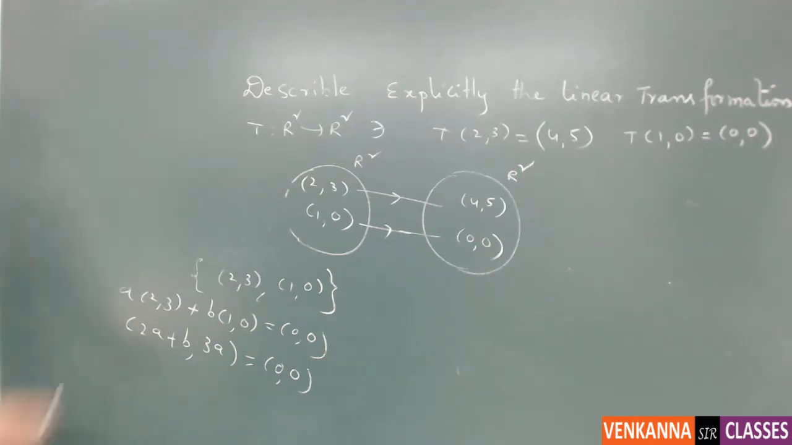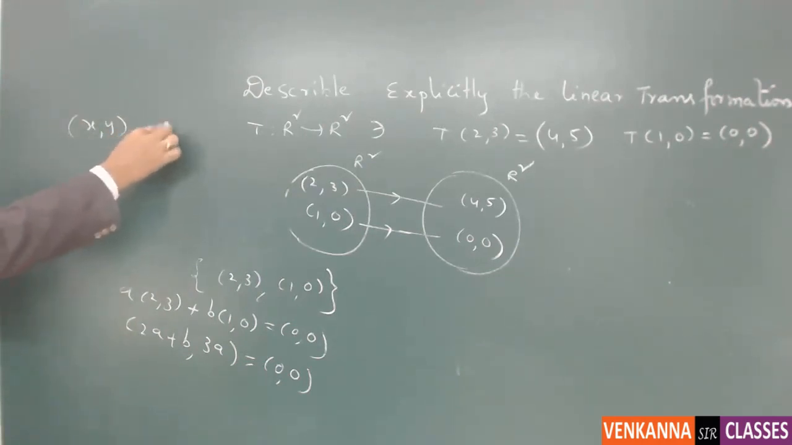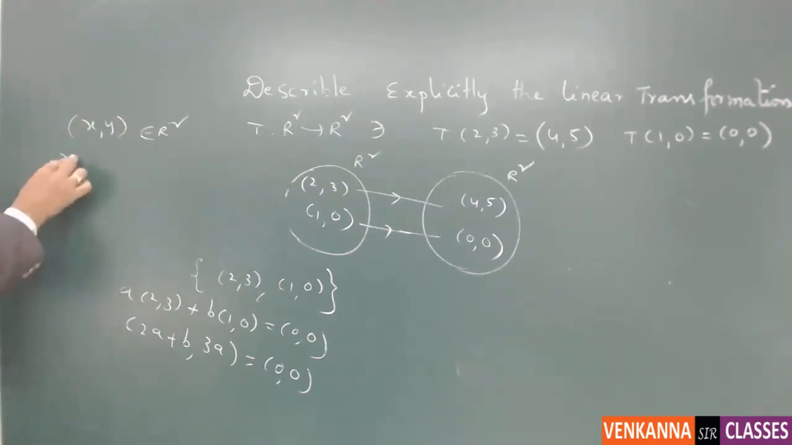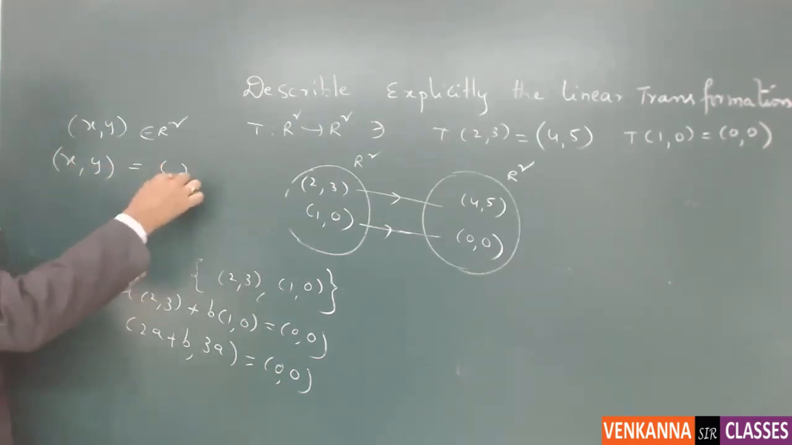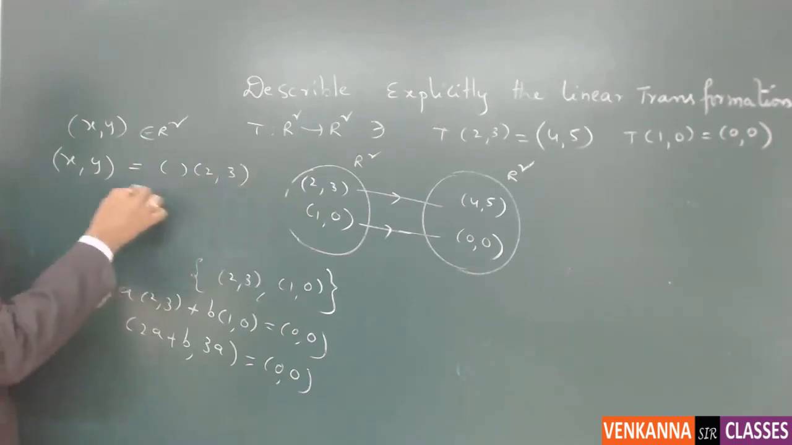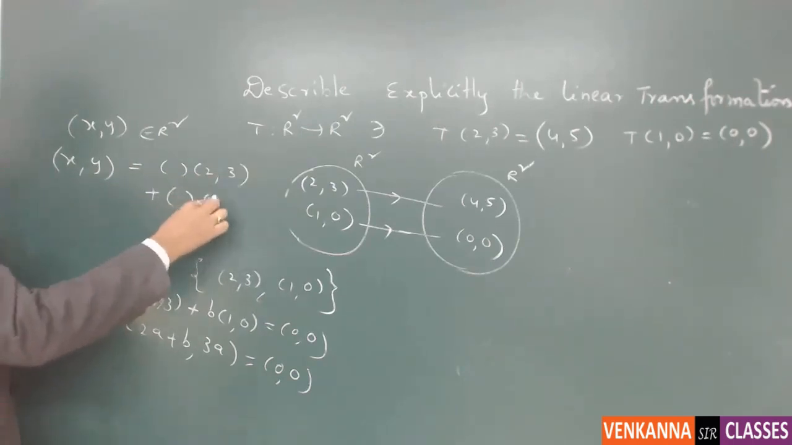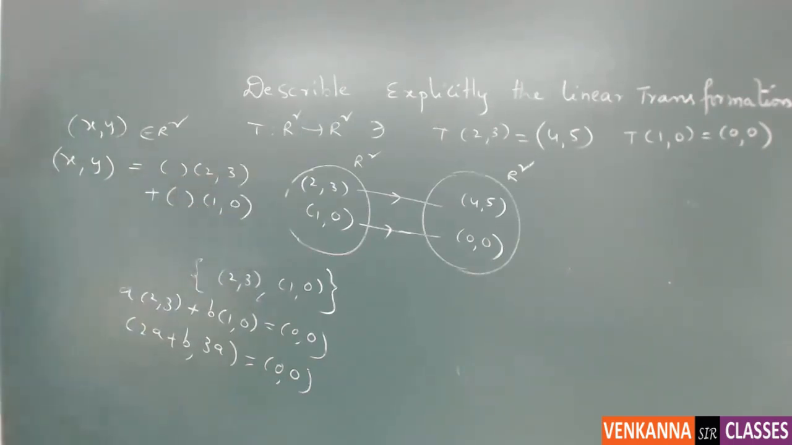So what does it mean? If I take any vector (x, y) in R square, am I able to write (x, y) is equal to some number into (2, 3) plus some number into (1, 0)? That means every vector in R square can be written as a linear combination of the two vectors. If it is done, then it is nothing but a spanning set for R square.